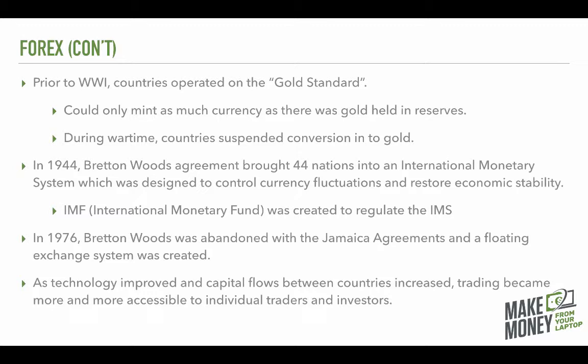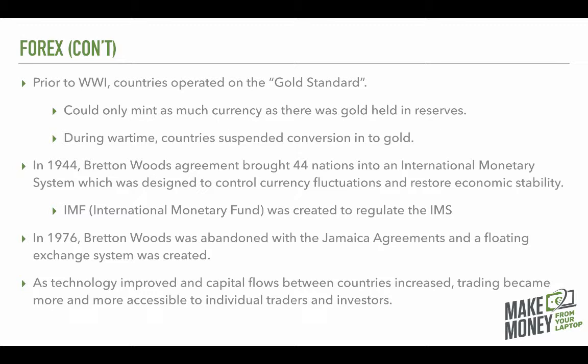So after World War II, we saw a lot of economic instability, and countries got together. They agreed. They had this Bretton Woods agreement, which brought 44 nations into an international monetary system, which was designed to control fluctuations and restore economic stability post-war. The IMF, the International Monetary Fund, was created at that point to regulate the IMS, the International Monetary System, and that lasted for about 3 decades.